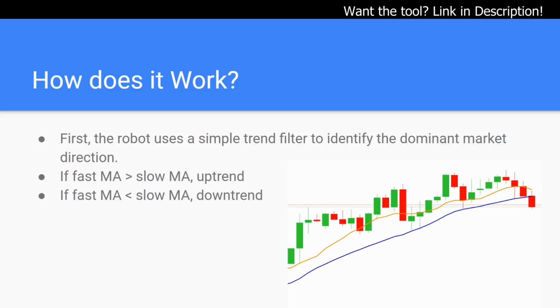How does it actually work? Well, the robot uses a simple trend filter first, okay? As we mentioned previously, you can see there are a couple moving averages here on the chart so that we can visually see this. But the idea here is that the trend is going to first identify the dominant market direction. Very simple stuff here, guys, nothing crazy. If the fast simple moving average is above the slow moving average, this is considered an uptrend. And if the fast moving average is traveling underneath the slow moving average, this is considered a downtrend. Very simple, but it's going to be the first component to finding these breakout setups.